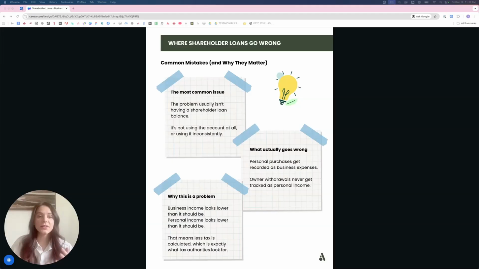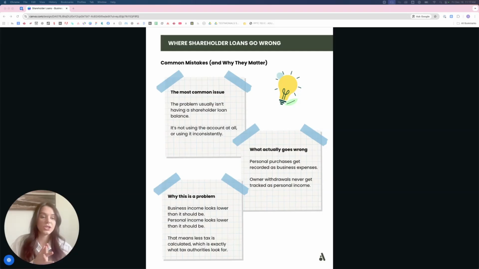Now, here's where things tend to go wrong with a shareholder loan account. The biggest issues don't come from having a shareholder loan account balance, or having it be a positive or a negative sitting on the balance sheet. It comes from people just not using it, or being really sloppy about using it. When it isn't tracked correctly, often personal purchases get mixed in with business expenses and end up getting recorded in the business's books. And a lot of times those expenses wouldn't be deductible because they don't relate to the business.